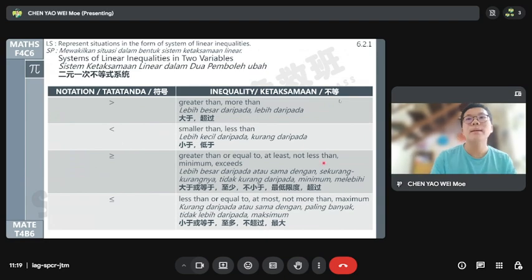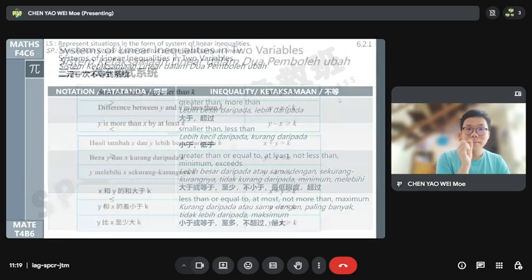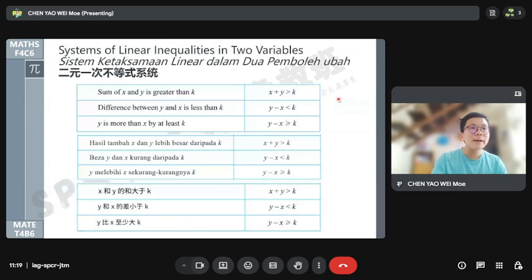And this one is more confusing to you, but never mind. If you see keywords like this, x plus y is very easy: x and y sum, so x plus y. Difference between y and x: start with the y first, then x. Y is more than x by at least k. See the behind part first: at least k, at least means more than or equal to, right?